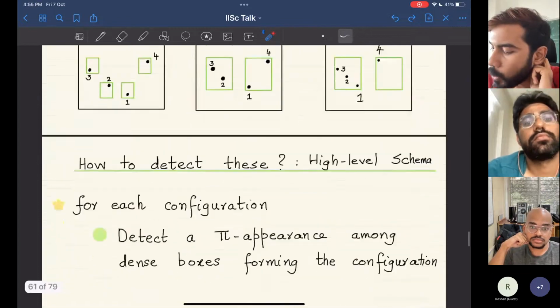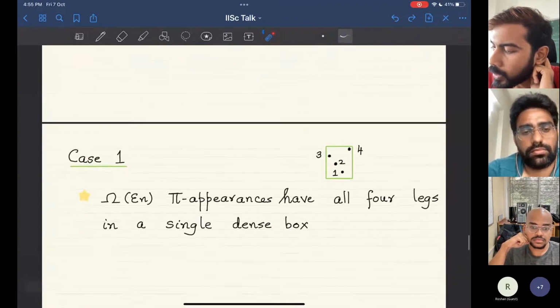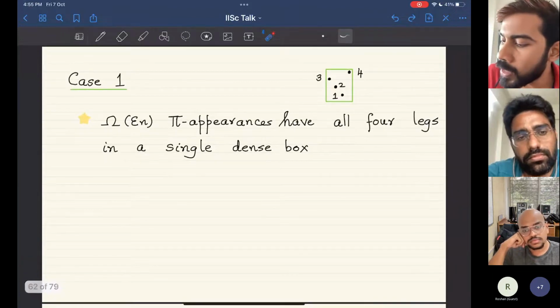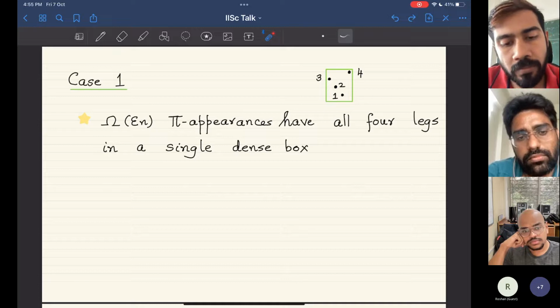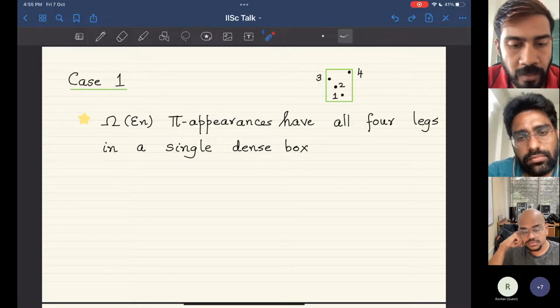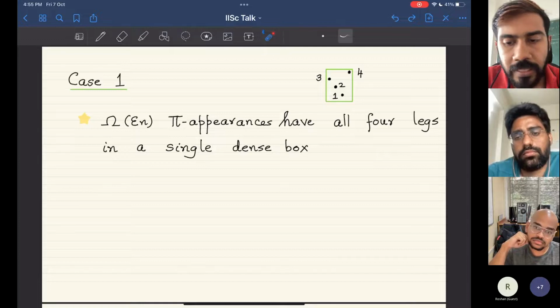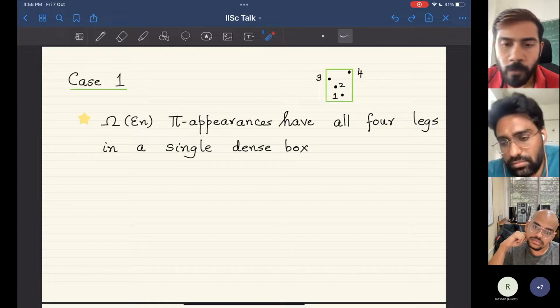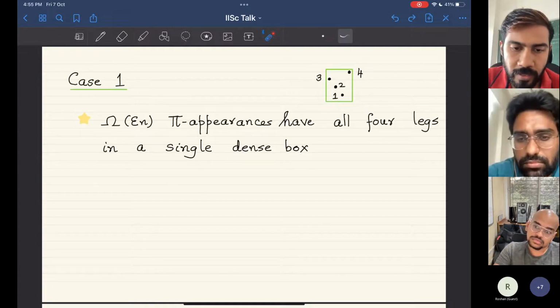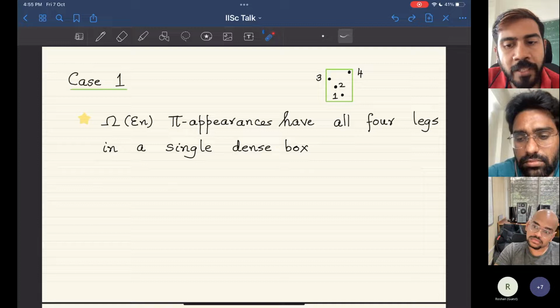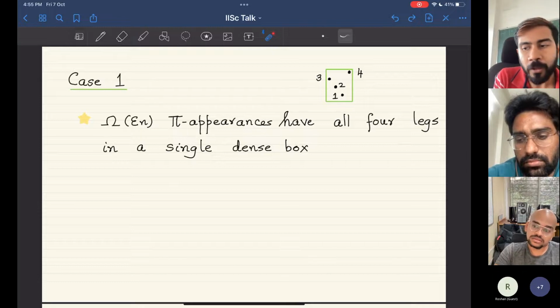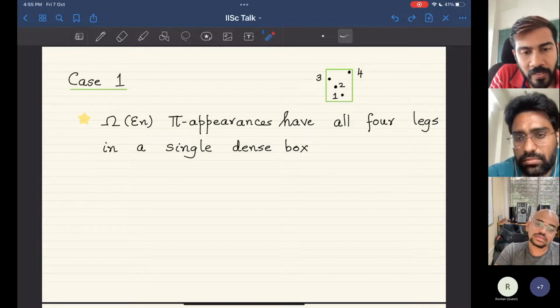So I'll give you one small example. Suppose most of the pi appearances have all 4 legs in a single box. This is one possibility, right? In this case, it's very simple. Then what could you do? Then you could sample a random dense box that you have marked. And that should contain, on average, a lot of such appearances, right?